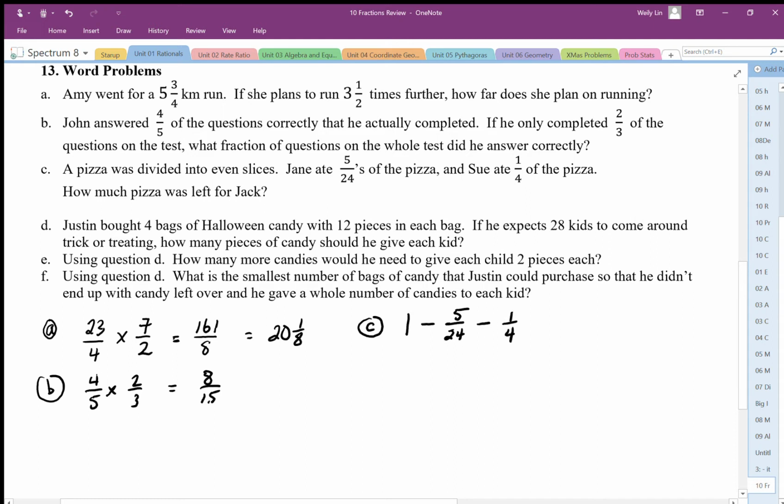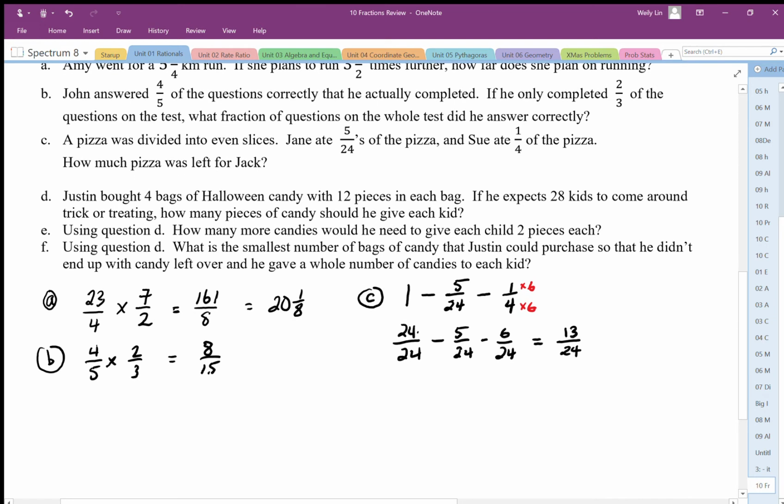Okay, so it looks like here the common denominator is 24. So we're going to divide that pizza into 24 slices. We're going to take away 5 slices for Jane. And then 1/4 is going to be 6 slices out of 24, if we get the common denominator here. So Sue's going to eat 6 slices out of this pizza. So there's going to be 13 slices left over for Jack. So it's 13 over 24 slices left.